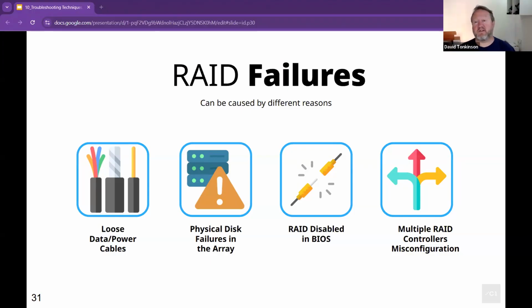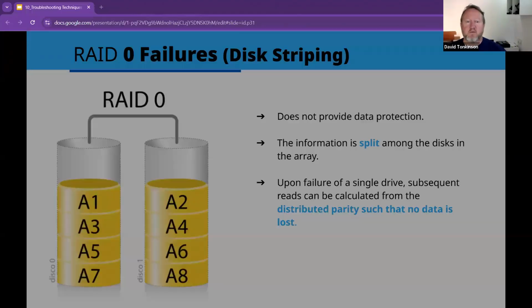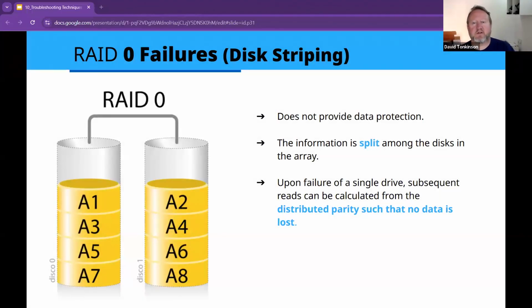You can have physical disk failures in the arrays. Yes, it does happen. We can have RAID getting disabled in the BIOS can cause us problems. And we can also have multiple RAID configurations or RAID controllers that are configured that interfere with each other, and that causes some problems. But we've spoken about RAID, so let's have a quick chat. We've done this before, so it's a bit of a recap.